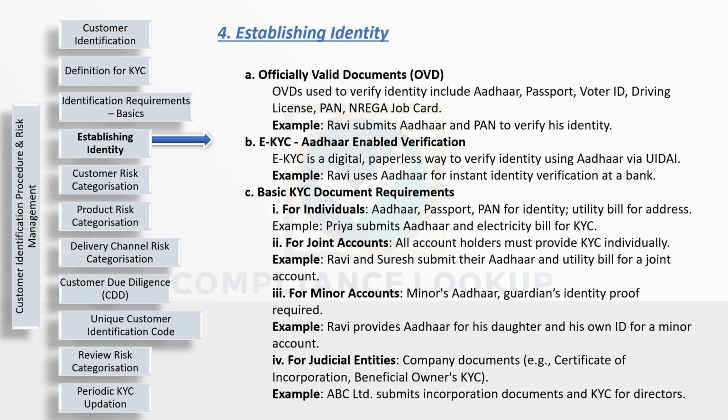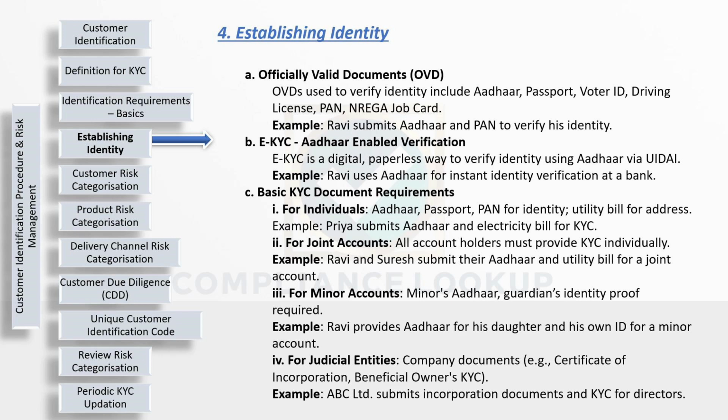Fourth, for juridical entities. Juridical entities like companies, trusts, partnerships need additional documentation to verify the legal status of the organization and identify the beneficial owners. Required documents: certificate of incorporation for companies, partnership deed for partnerships, trust deed for trustees, beneficial owners identity proof for anyone holding 25% or more.